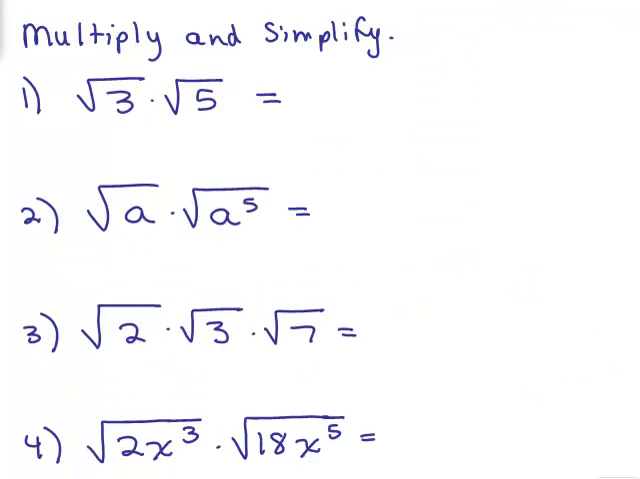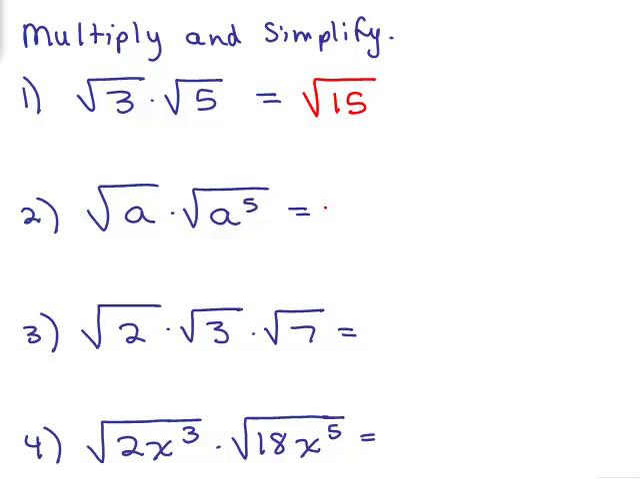Here are some problems for you to try. So put the video on pause and multiply and then simplify if you can. Right, let's do the first one. Well, you've got to do square root of 3 times square root of 5. That's just the square root of 3 times 5 or square root of 15. Everybody okay there?